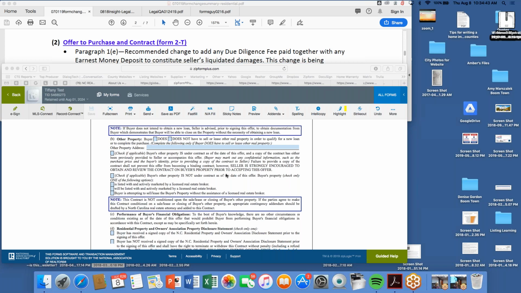However, in caps, screaming at us, seller is strongly encouraged to obtain and review the contract on buyer's property prior to accepting this offer. So one, this is telling us we shouldn't be sharing confidential information.